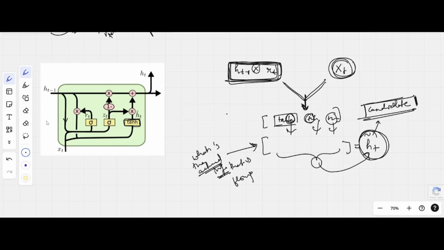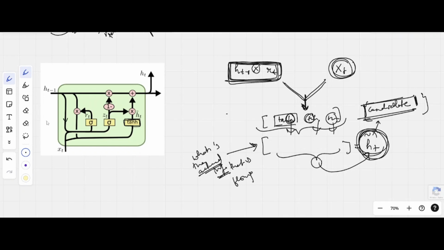Okay, it gives you all the possible information that should be added. And of course, we will not be adding all the information into our hidden state. We will be adding only the information that is relevant. But this tells you what information can be added. So this is giving us the candidate state, right? Now we have got this candidate state.